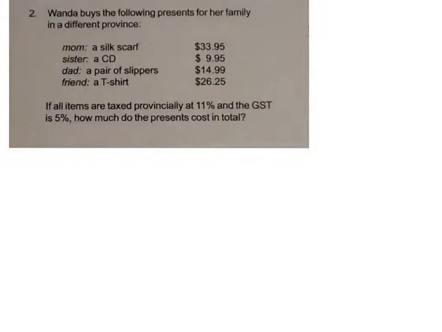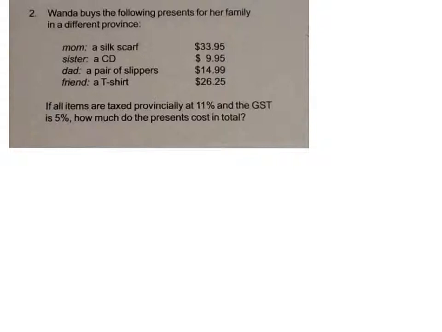Okay, so word problem number 2. Wanda buys the following presents for her family in a different province. That means we have a different tax rate going on here, but that's okay. Mom has a silk scarf for $33.95, Sister has a CD for $9.95, Dad has a pair of slippers for $14.99, and a friend has a t-shirt for $26.25. If all items are taxed provincially at 11% and the GST at 5%, how much do the presents cost in total? So we have 4 different items, we have 2 tax rates, and we need a total cost altogether.